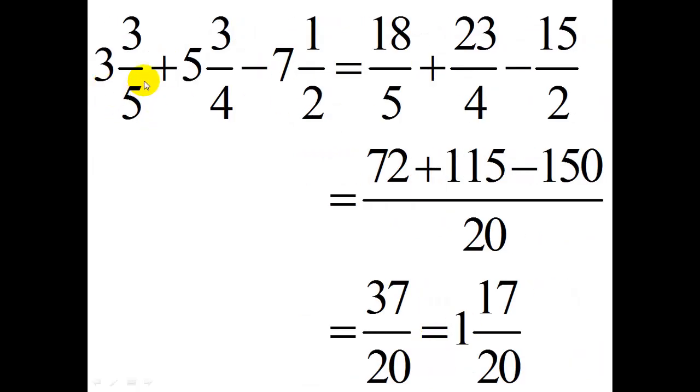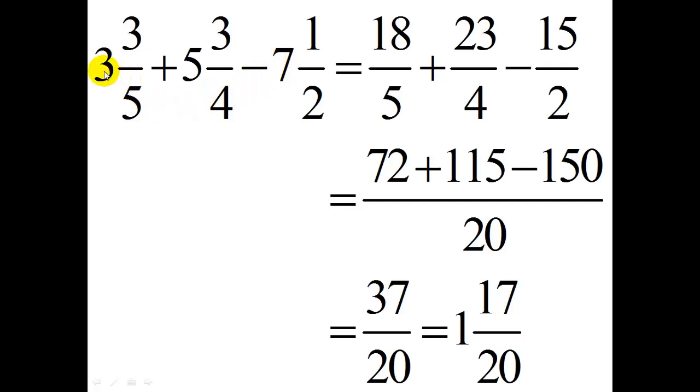Now let's look at this problem. Given 3 whole number 3 over 5 plus 5 whole number 3 over 4 minus 7 whole number 1 over 2. This is equal to, let's simplify. These are all mixed fractions, and the first thing we do when we are given mixed fractions is convert to improper fractions before we can simplify.